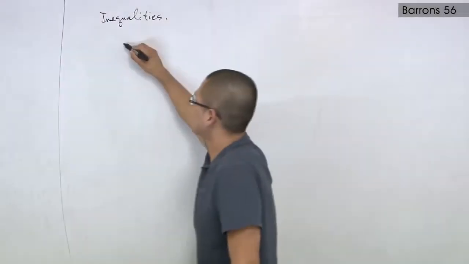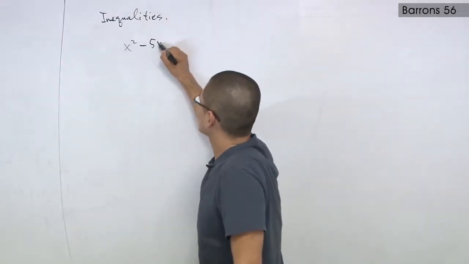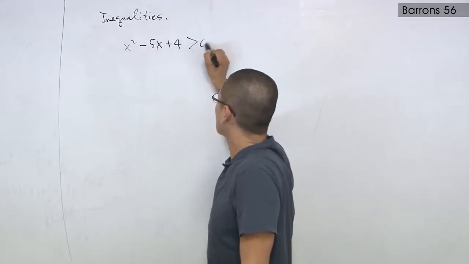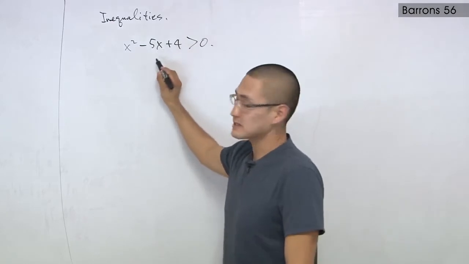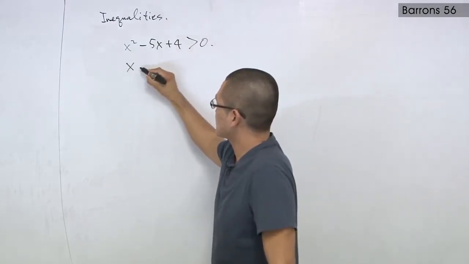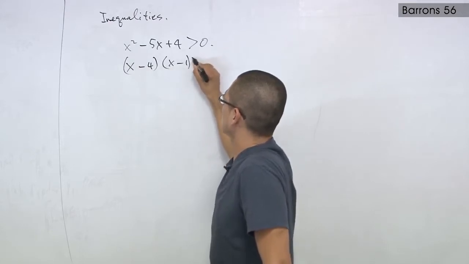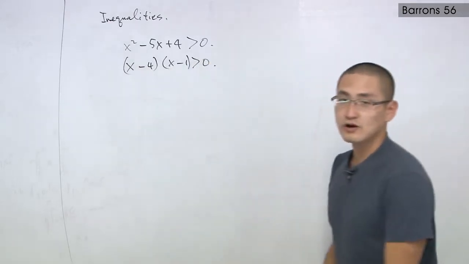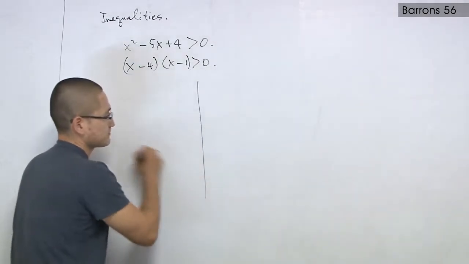Let's say we have x squared minus 5x plus 4, and I want that to be greater than 0. Okay? Why don't we graph this thing? But before we graph it, let's factor this out and then see where it's crossing x. Alright, it's going to cross x at 1 and 4. So it's going to look like this.